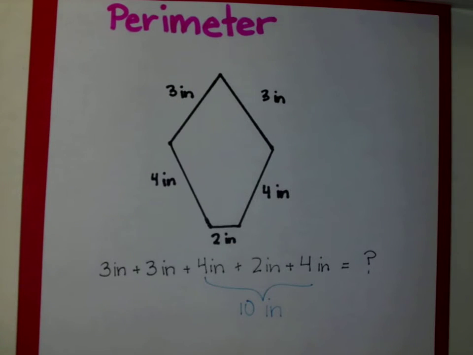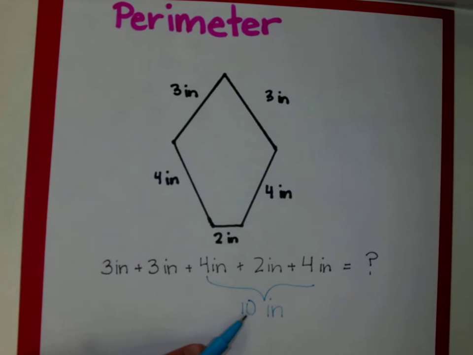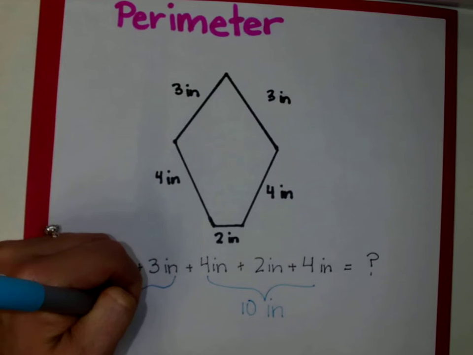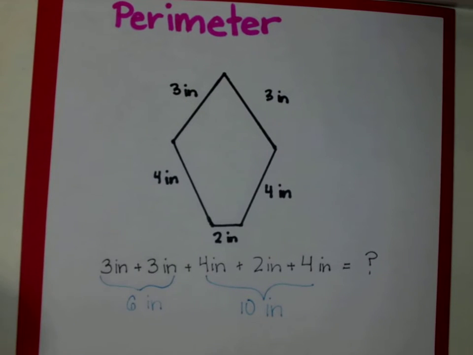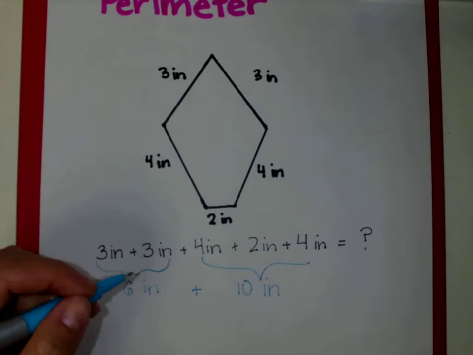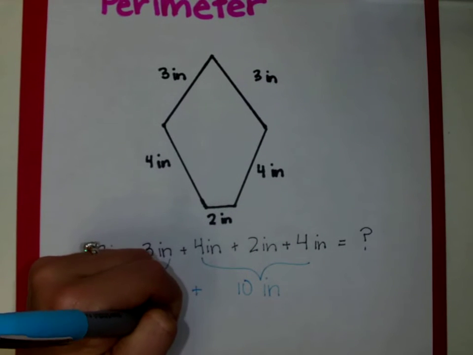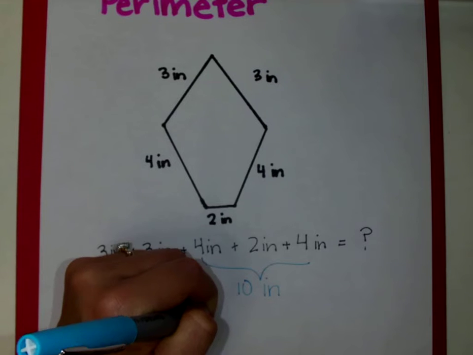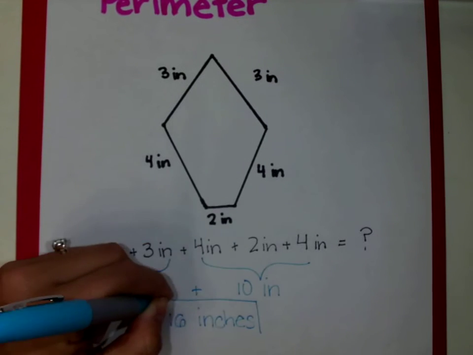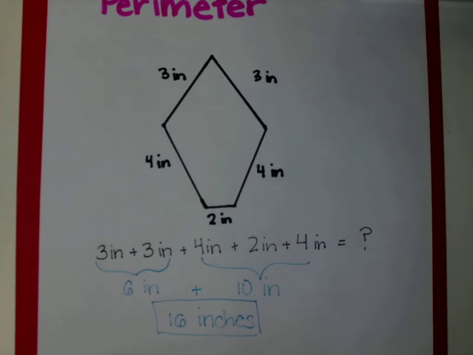And again, I'm finding ways to make 10. Now that I have 10 right here, I can add these two up. 3 plus 3, well, that's 6. Here's 6 inches here. Now I just need to add these two together. So what is 6 plus 10? That's easy for us. We know it's 16 inches. Because remember, we always want to label our perimeter answer. So the perimeter for this polygon is 16 inches.